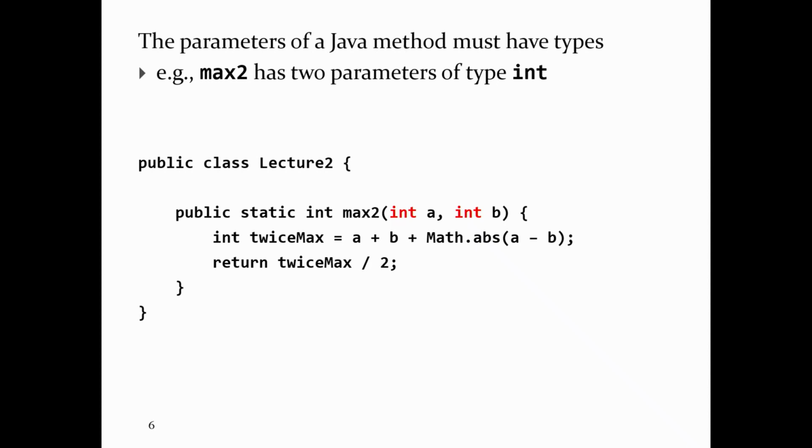Notice again the difference between Python and Java. In Python, you can have any type you want for A and B, as long as plus and absolute value are defined, it'll work just fine. That's not the case in Java. The types become important now.